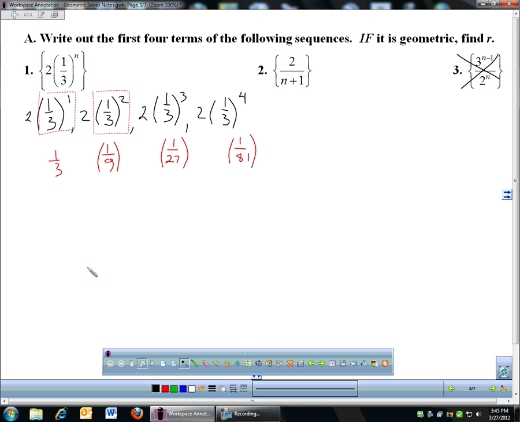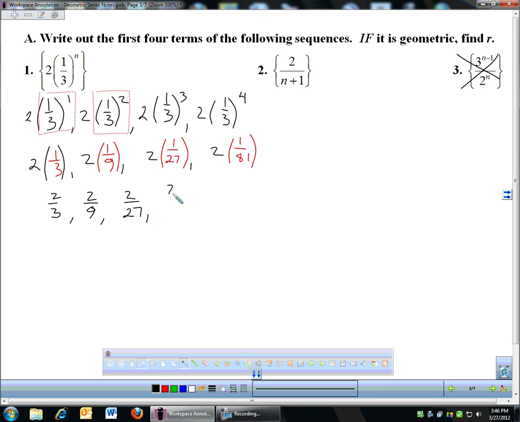Now I'll go through and multiply by 2 for each one of them. I'm kind of doing this in a weird order, and I'll bring down those 2's. 2 times 1/3 is 2/3. 2 times 1/9 is 2/9. 2 times 1/27 is 2/27. And 2 times 1/81 is 2 over 81.